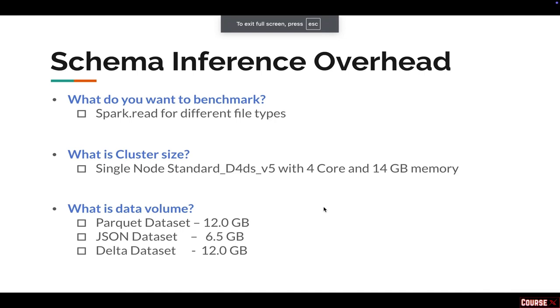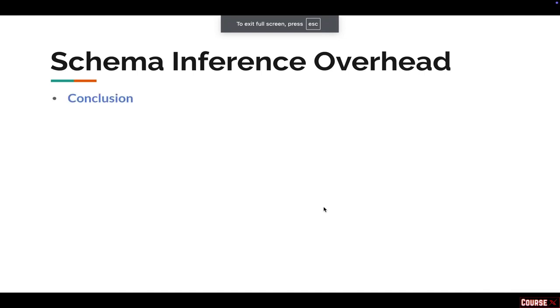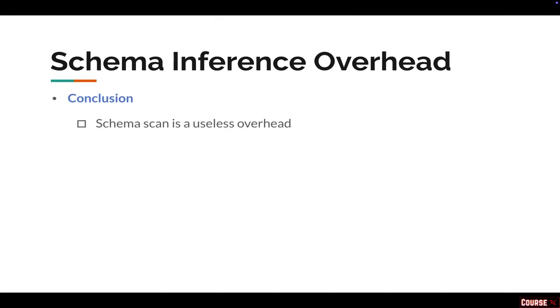So what did we learn here? We learned that schema scan is a useless overhead for the Spark engine. It generally takes time, but it doesn't add any value to the Spark job, right? So reading data should not create any extra jobs.